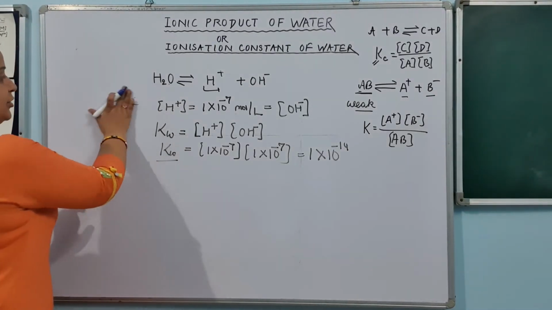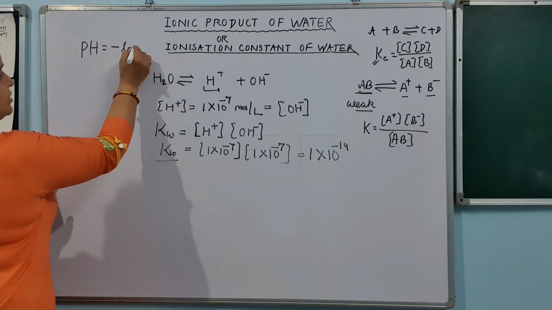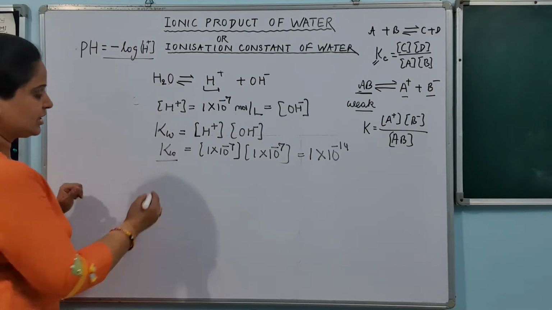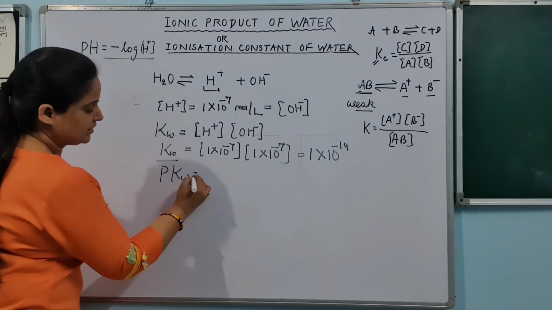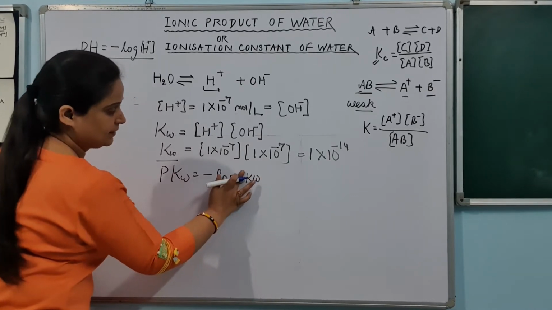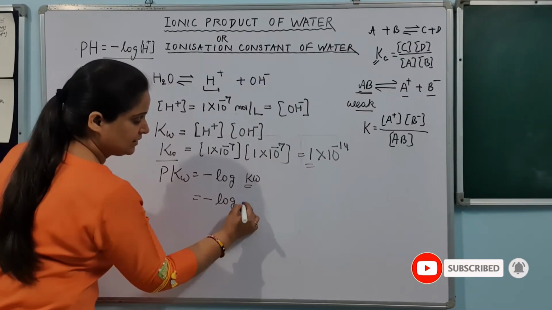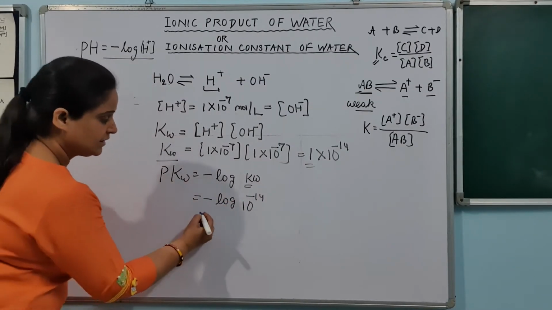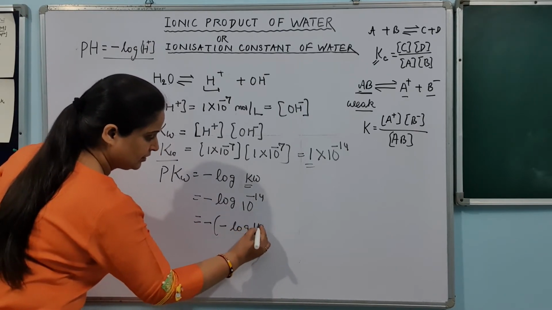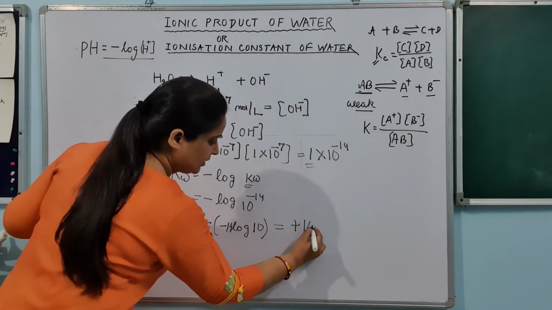So now I am going to take one more concept here. When we have to calculate pH, what is pH? Minus log H plus ion. So if pH is minus log H plus ion, then can I write pKw as minus log Kw? So minus log Kw, where Kw is 10 raised to power minus 14. So can I write it like 14? So can you see there?